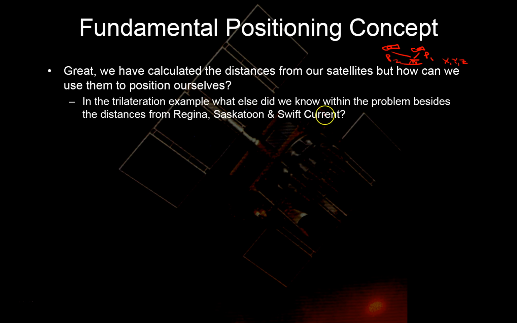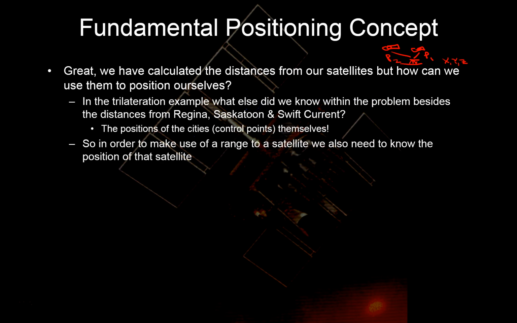Well, we had the positions of the cities, which were our control points. So in order for these range measurements to be at all meaningful, we need to know where the control point was at that moment in time, i.e., what are the X, Y, Z coordinates of the satellite, let's call this satellite 2 and satellite 1. Again, remember, we freeze frame everything at a specific moment in time. We make these observations now. Where exactly was satellite 2? Where exactly was satellite 1?